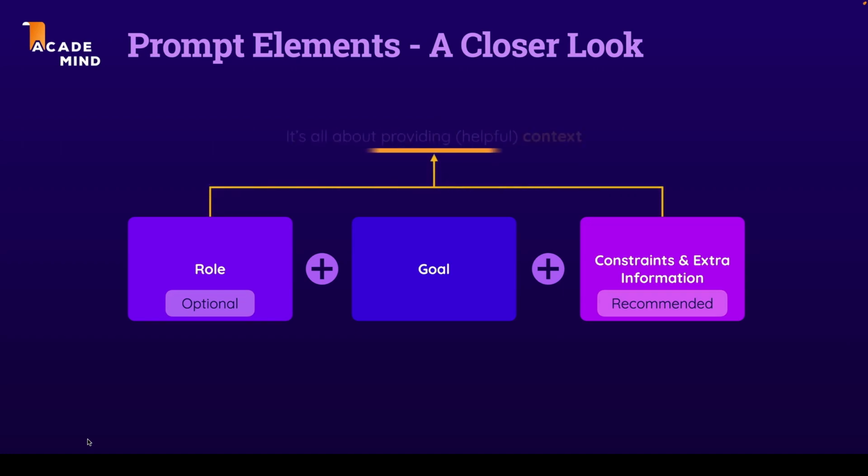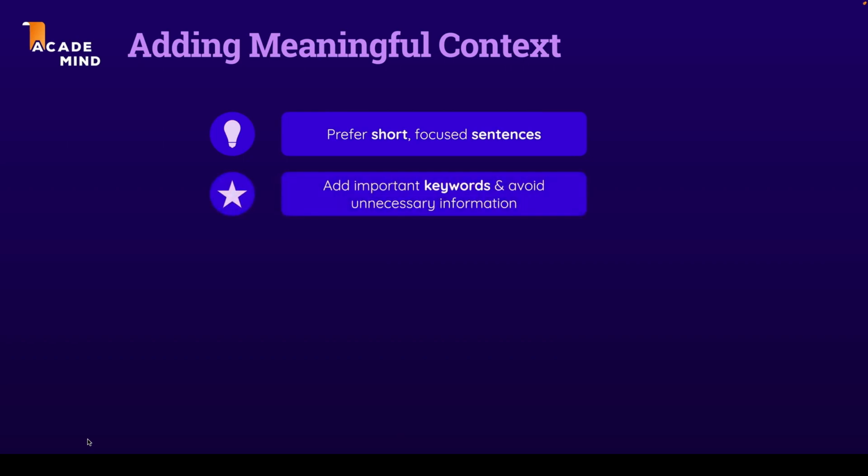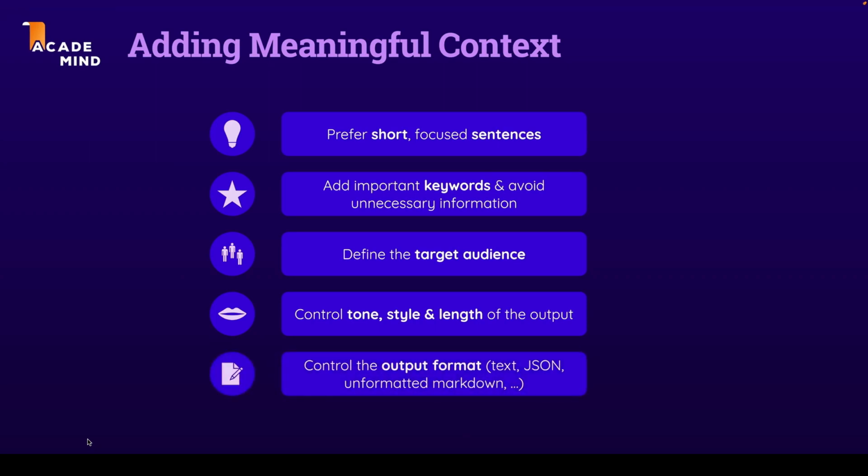You learned that you should try to write your prompt by combining short, focused sentences that contain any relevant information and keywords that might be required, but should avoid unnecessary information. You might want to consider defining your target audience, the tone, style, and length of the target output, depending on what your prompt is all about, of course. And that you can, for example, also control the output format, and for example, get ChatGPT to give you JSON formatted data instead of plain text as a response.